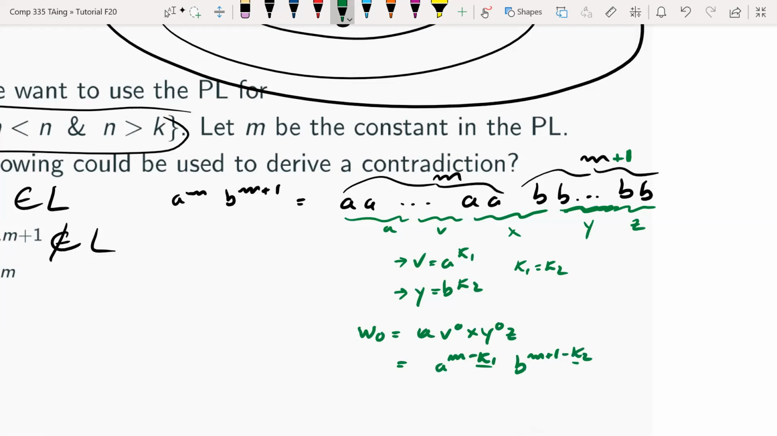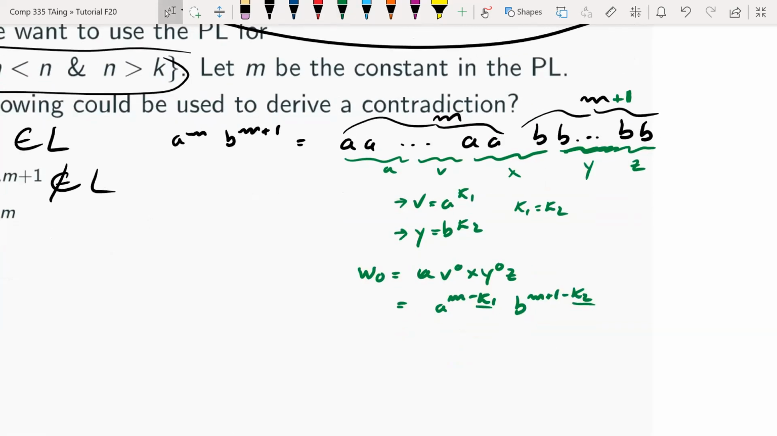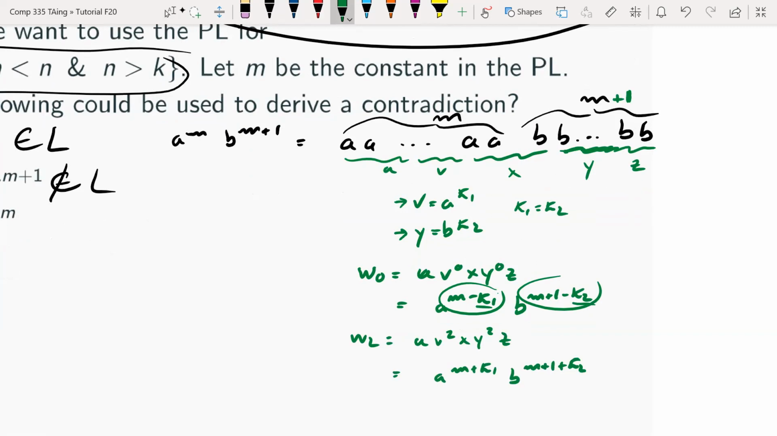Because these two are equal, this does not lead to a contradiction, because the number of B's here is still greater than the number of A's here. Similarly, if you pump up, so you have U V2 X Y2 Z, then you're going to get A^(M+K1) B^(M+1+K2). Because K1 and K2 are the same, again the number of B's is still strictly greater than the number of A's. So this does not lead to a contradiction. This is still in L, and so is this. So you haven't gotten a contradiction.